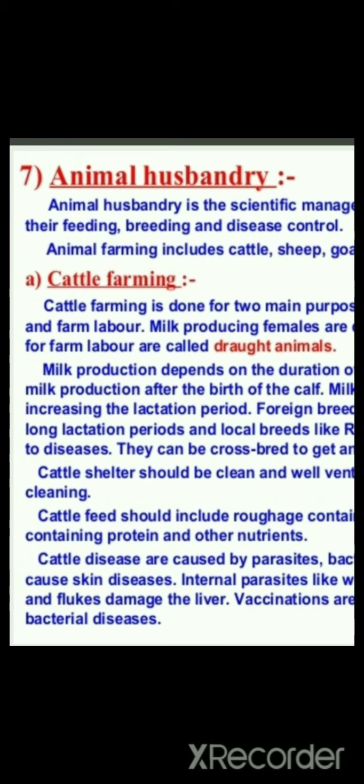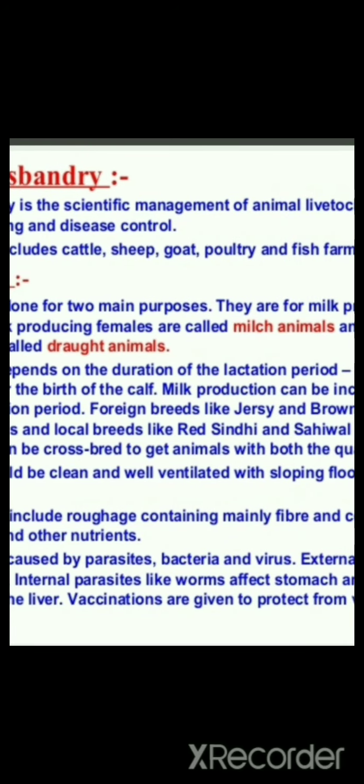Cattle shelter should be first. Their shelter should be clean, well ventilated, with sloping floors for easy cleaning. Cattle feed should include roughage, containing mainly fiber, as well as protein and other nutrients.